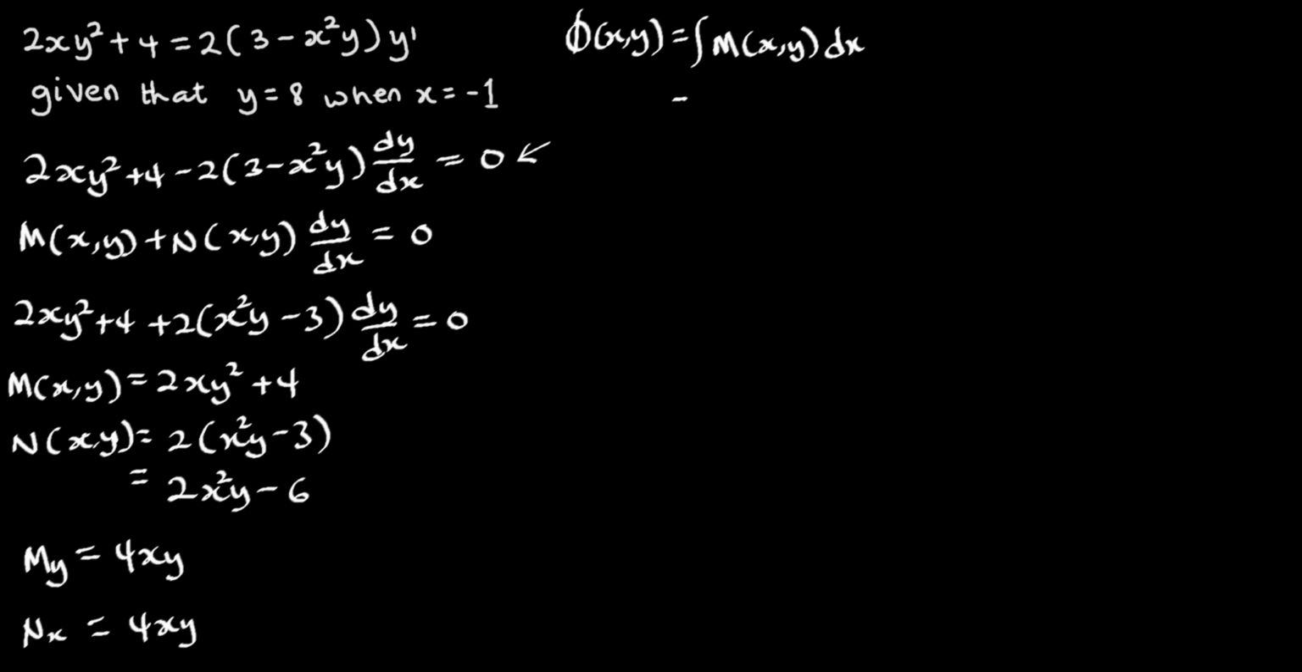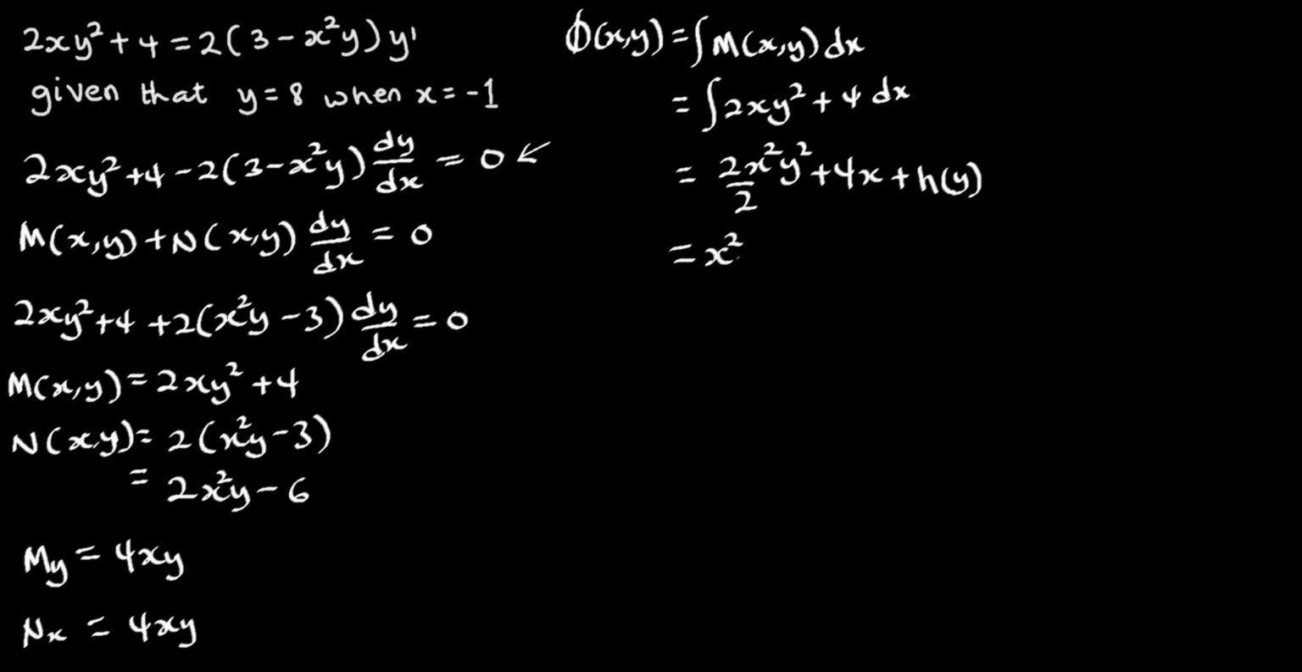So I'm going to have this to be the integral of 2xy squared plus 4 dx. Now let's do this integration. When you do this, you're going to have 2x squared y squared over 2 plus 4x. And then instead of the constant of integration, you're going to bring a function of the remaining variable y, so we are going to have h of y. When we simplify this, you're going to have x squared y squared plus 4x plus h of y.